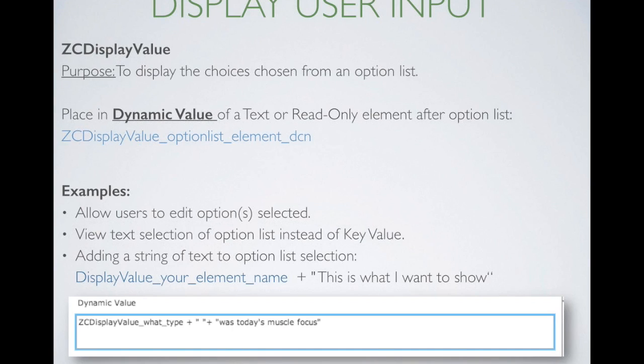So then we have our display user input, our ZZ display value, and this is for our option list specifically. The first one, and then the second one is using the dynamic value.